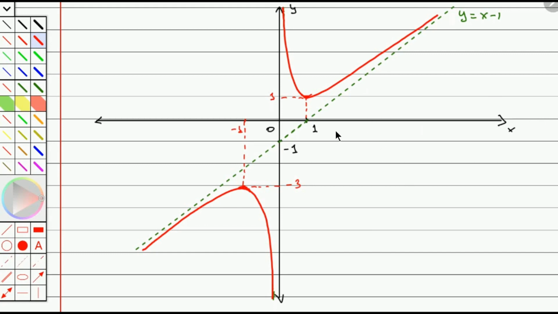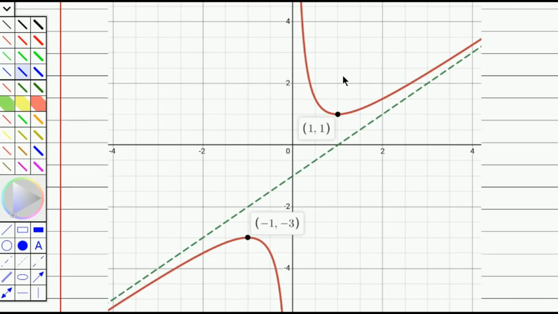And now let's go ahead and produce the Desmos graph so that we can check the validity of our procedure. So now we can clearly see the graph that is true the way that we have constructed it. Here is the oblique asymptote, the vertical asymptote, which is the y-axis, and here are the extreme points as we have calculated earlier.